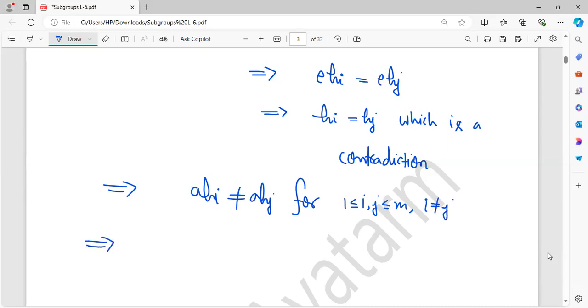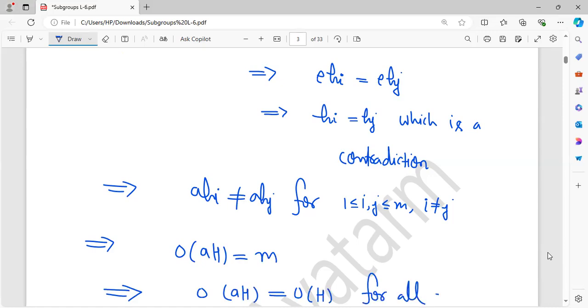So this implies the order of aH is also m. So this implies the order of aH is equal to the order of H, for a belongs to G.